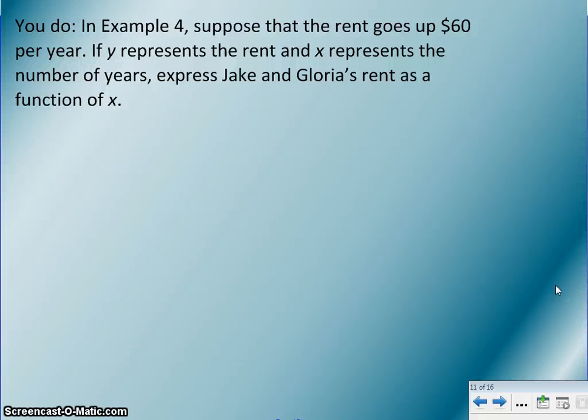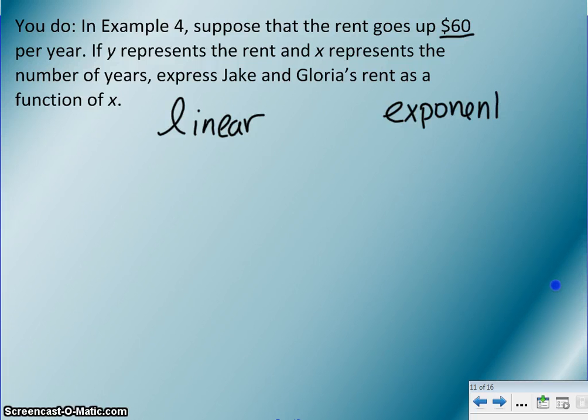Okay, it says in example 4, suppose that the rent goes up $60 per year. So what we're saying here is, remember, we had two different types of regression, or appreciation, that we can look at. We've got a linear one and we've got an exponential one. An exponential one increases by the same percent each year, whereas a linear one goes up by the same value each year.